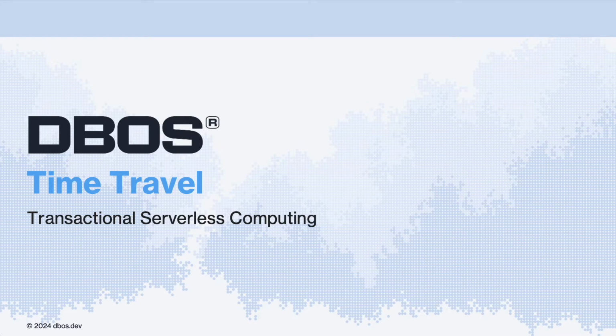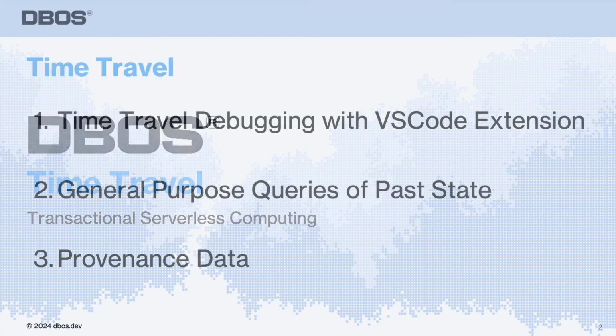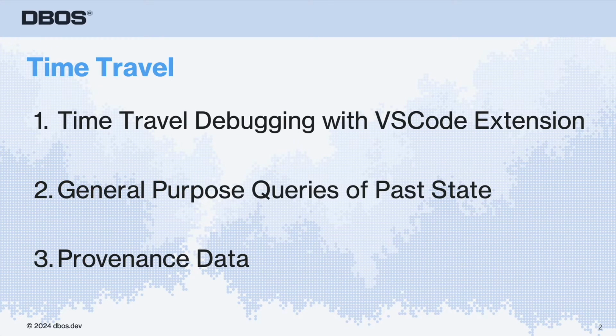Hello, this is Alex Polyakov from DBOS, and this video is all about our unique time travel capabilities. DBOS Cloud lets you replay past production traces and query your database at a specific past point in time. We'll show you a few ways you can use these features to make debugging much simpler and get a precise understanding for how your database changes over time.